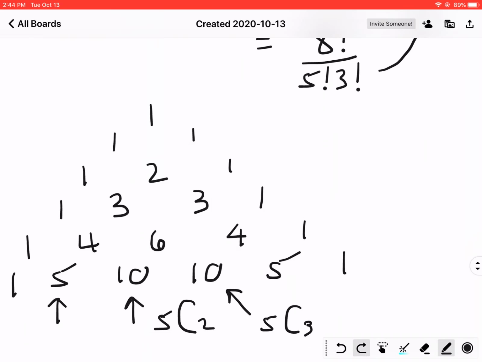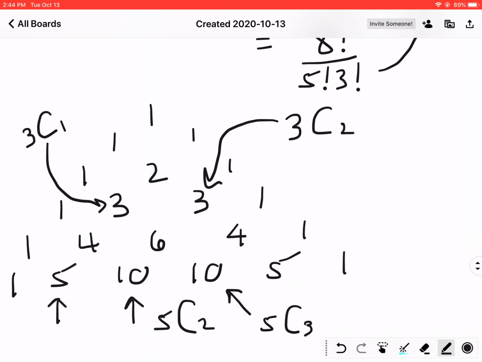Going back to those two, this number here would be 3 choose 1. So there are 3 ways of choosing one person from a group of 3. I'm going to write down 3 choose 1. This one here is 3 choose 2. So, as I said a minute ago, if I'm choosing 2, I'm actually leaving 1. So 3 choose 2 is the same as 3 choose 1. That's why these tables are symmetrical.